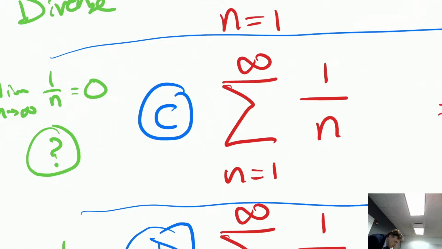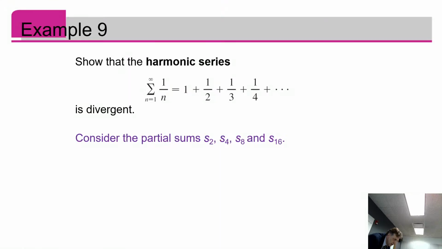Here it is. This is the harmonic series. So, here's the interesting thing about the harmonic series. The harmonic series does not converge. It actually diverges. And it's really surprising.